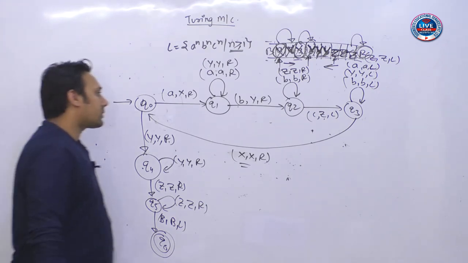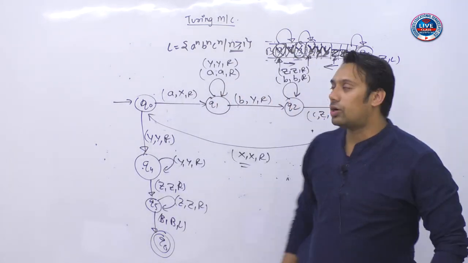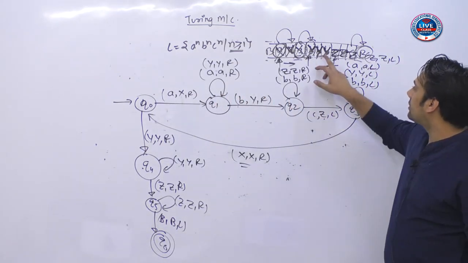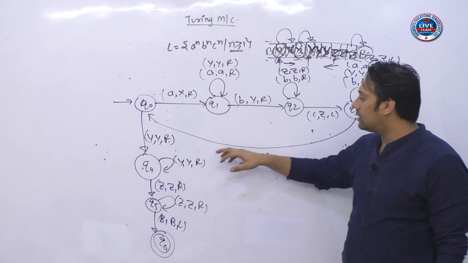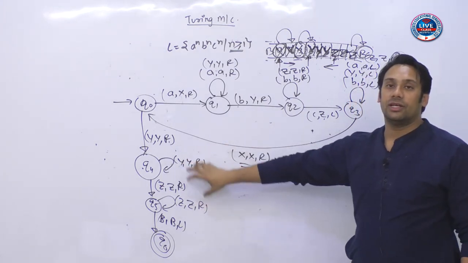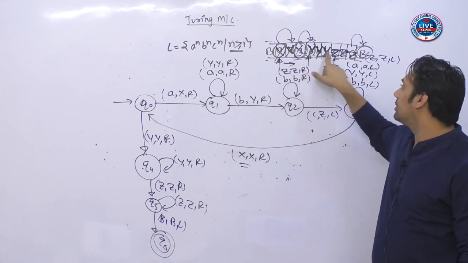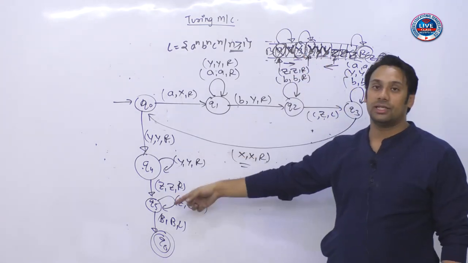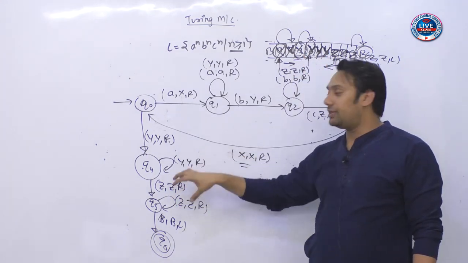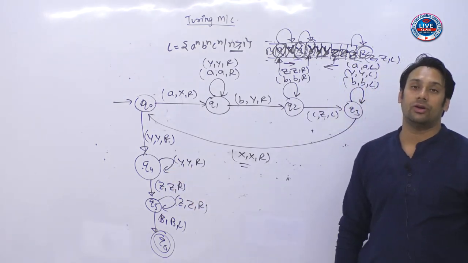So basically it is very easy. How can we say here that no B are left? Because you see, I have not given any transition here. If the X's are finished, if the A's are finished, I am not giving any transition for the case where B are still left, because if B are still left, this will go to a dead configuration.